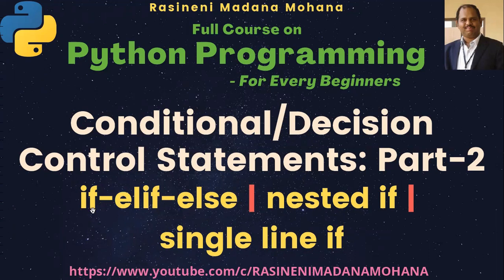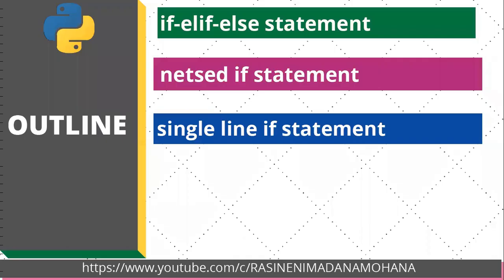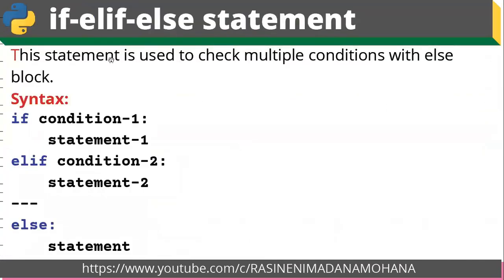The first one is if, elif, else. The second one is nested if. Then the third one, single line if statement. The outline: what we are going to cover here is the if, elif, else statement. Second, the nested if statement. Third, the single line if statement. Then let us see the first one, the if, elif, else statement.